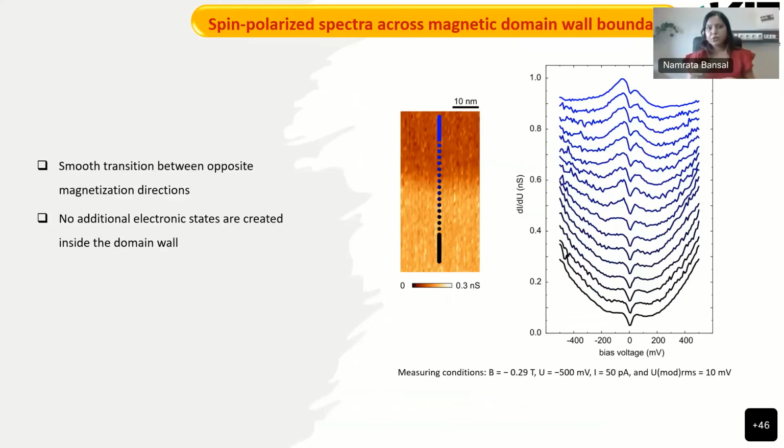So we did the spectroscopy along this line, as you can see, from blue to dark. What we have observed in the spectroscopy is that the transition from one type of domain to the other type of domain is very smooth, and no additional state occurs during this spectroscopy, which explains that there are no additional electronic states created in the domain walls.